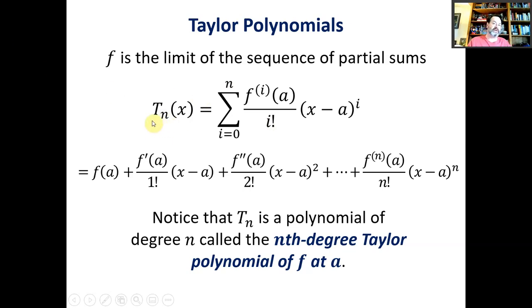Because if you write T of x, we're saying that that's a function that doesn't necessarily depend on n, but it's T sub n of x. And it's just the sum from 0 to n of the terms here. So it looks like this. The only difference between a Taylor polynomial and a Taylor series is that the polynomials are finite.